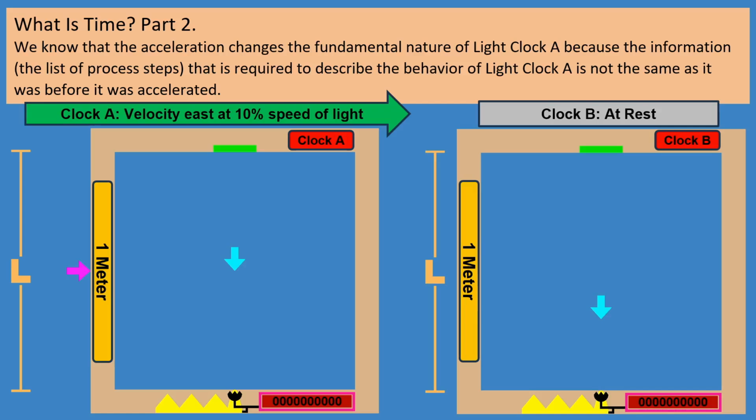it was accelerated. We can see that light clock A has an extra step, one step east, because it's moving in the east direction at 10% of the speed of light. Light clock B does not have that processing step because it is at rest. And that's what makes the difference between these two clocks.